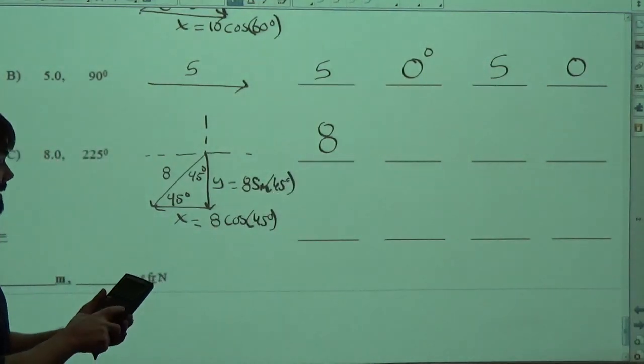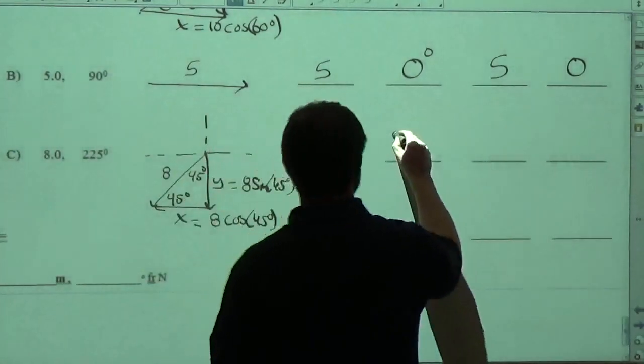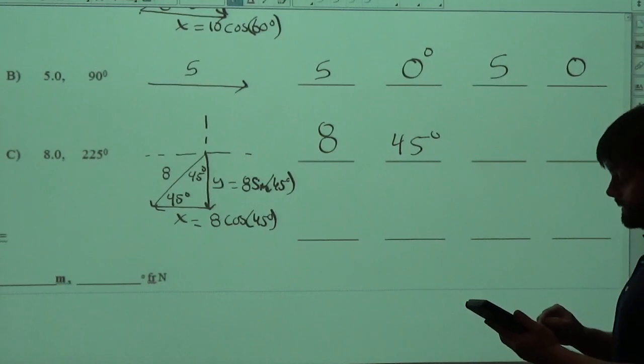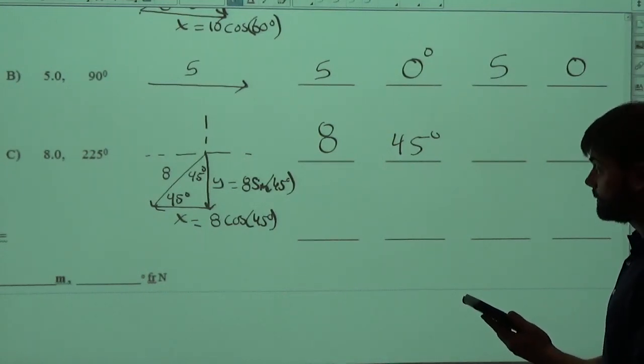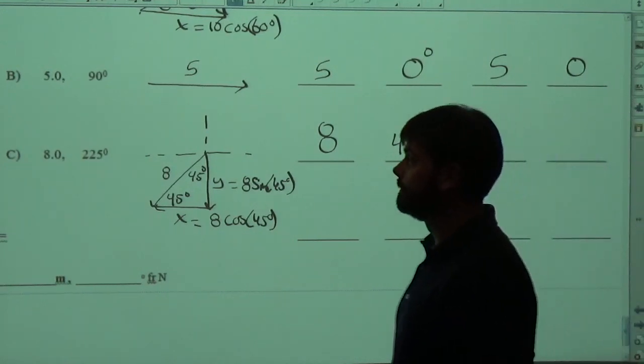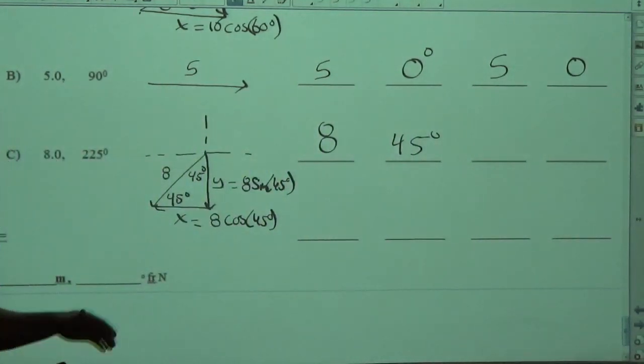And then we'll plug in the values here and see what we get. So 45 degrees from the horizontal, I'm going to do 8 times the sine of 45. This gives me 5.65, and I'll get the same thing for y.